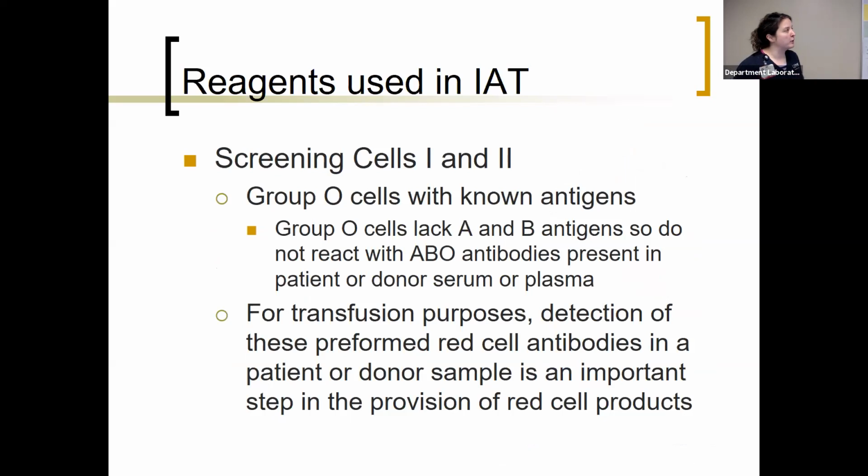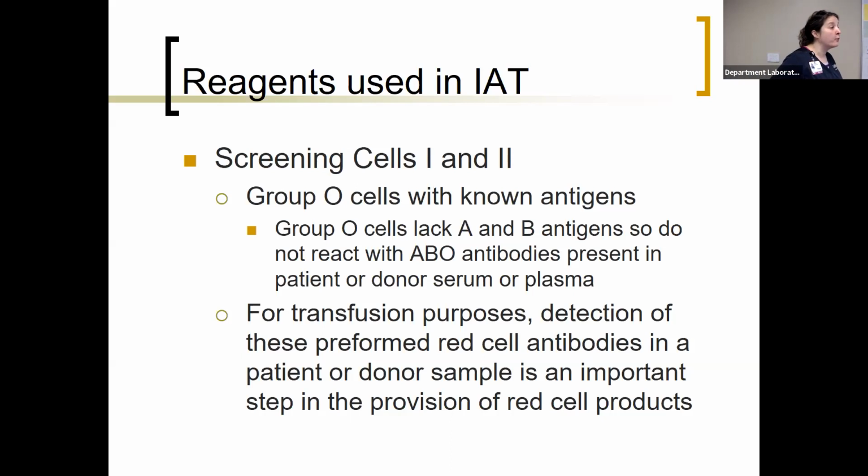And then you'll have your commercially manufactured screening cells 1 and 2. Don't be surprised if some labs will even incorporate a 3-cell screen. So you might have screening cell 1, 2, and 3. Okay, so you either have a 2-cell screen or a 3-cell screen. You have to understand that these screening cells are of group O.